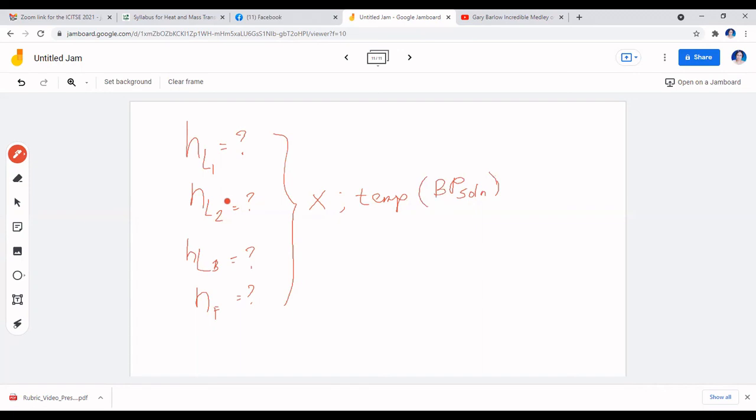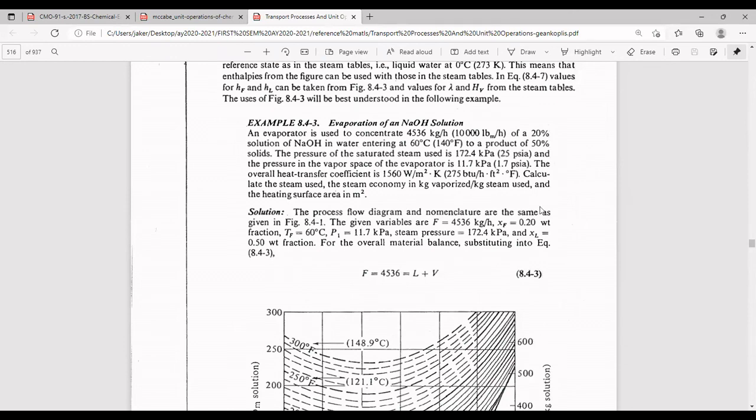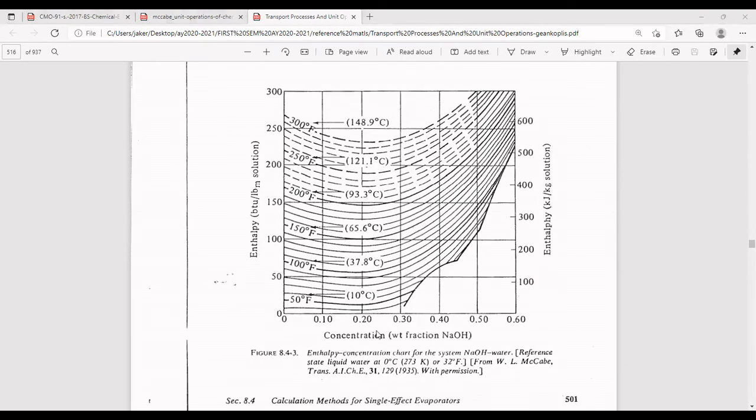Question, where will you get the enthalpy of your concentrated liquor? This is where you're going to get it. So I'm going to share again the book. That way it's raw. You get to see it raw. This is for the NaOH water system. You have an equivalent of this in your handbook. It looks similar to this one. But sad to say, it's always NaOH that you have there.